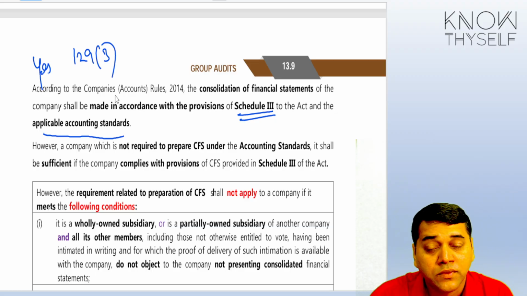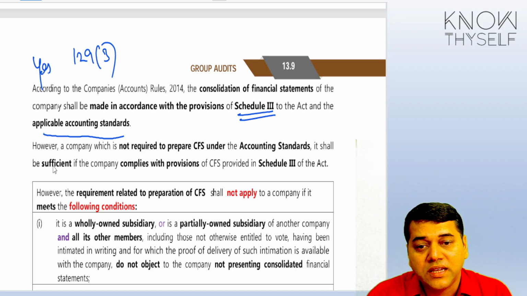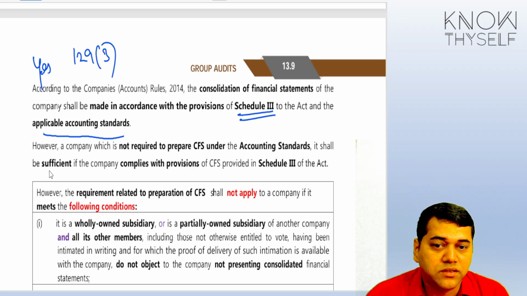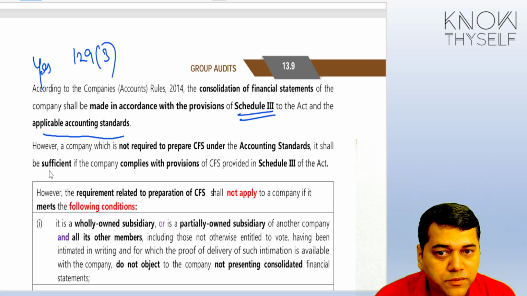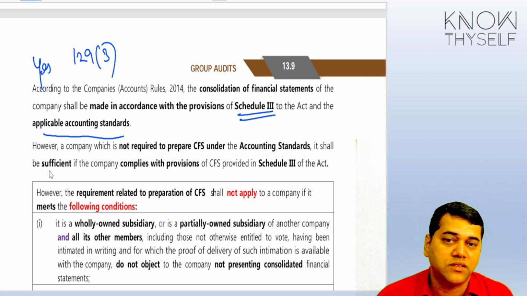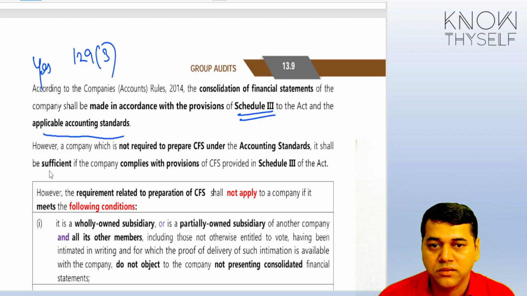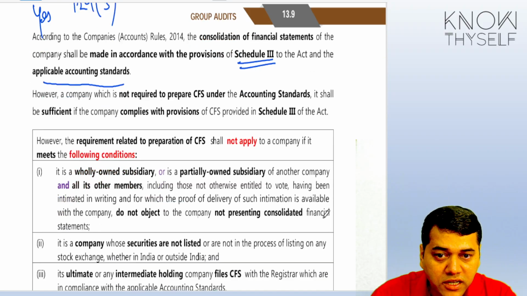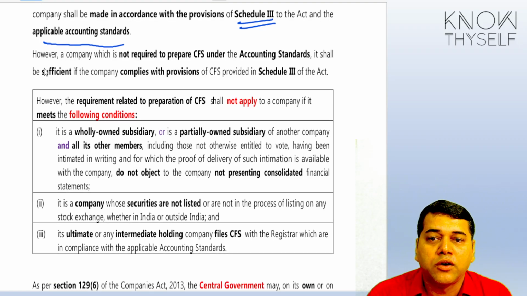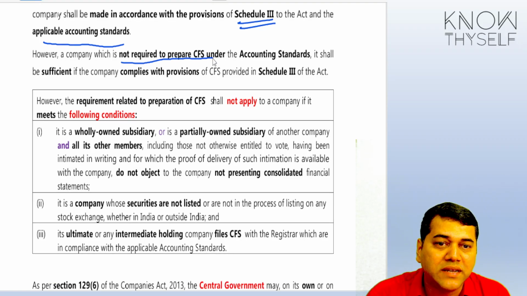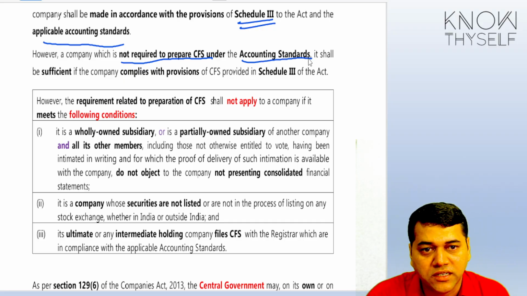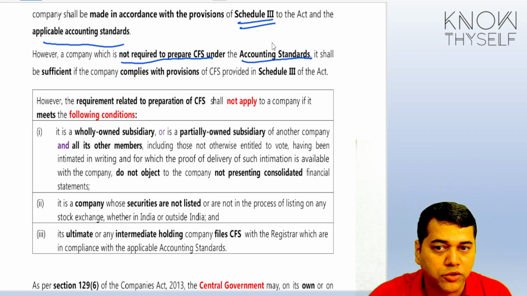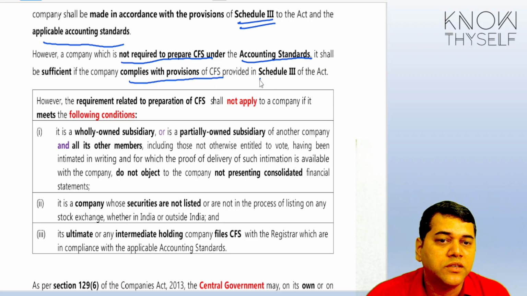Okay, the second question comes: can we leave out some of the subsidiaries? Or I have one subsidiary, but do I have any exemption from doing the consolidation? One thing we understood is what is mandatory. The second question: do you have an exemption? However, if the company is not required to prepare CFS as per the accounting standard, that means they must have got some exemption, or somebody is not your subsidiary at all. It is sufficient that the company complies with the provisions of CFS in Schedule 3.